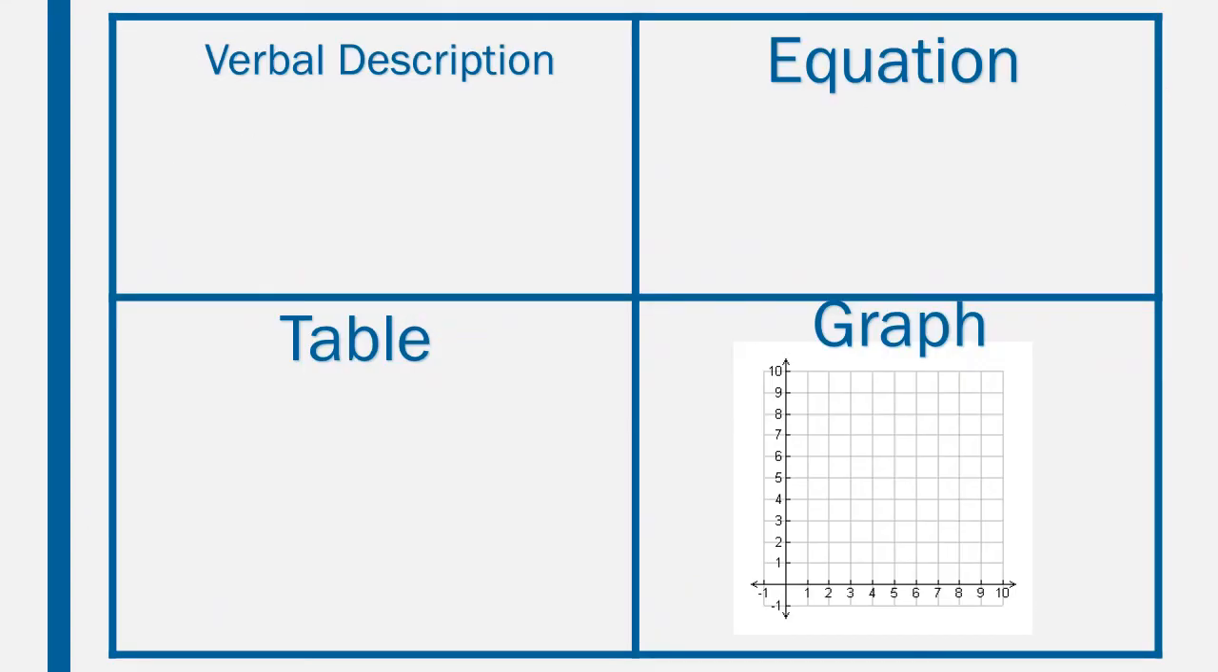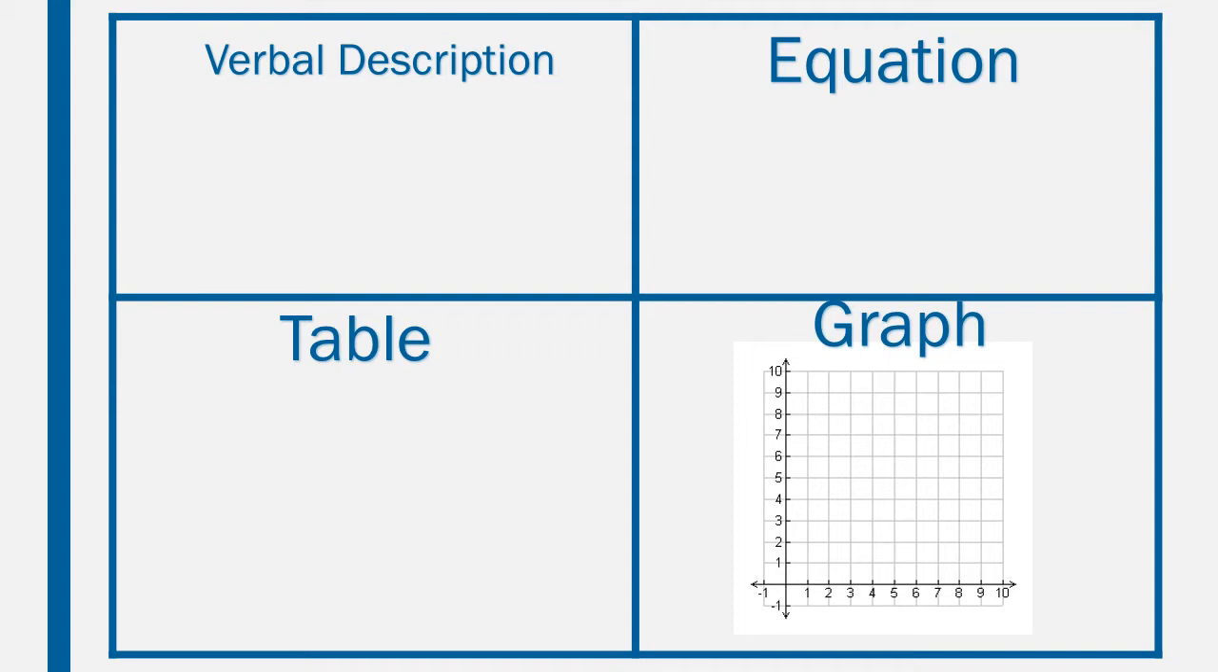Alright, these are the 4 representations that you will be learning today. You have the verbal description, the equation, table, and graph. You know what these are separately, but we're going to be learning how to turn one into the other. Now the verbal description is just a summary of the math. It's in your own words how to solve the problem.